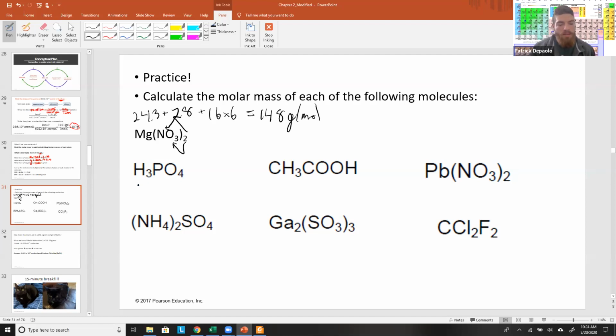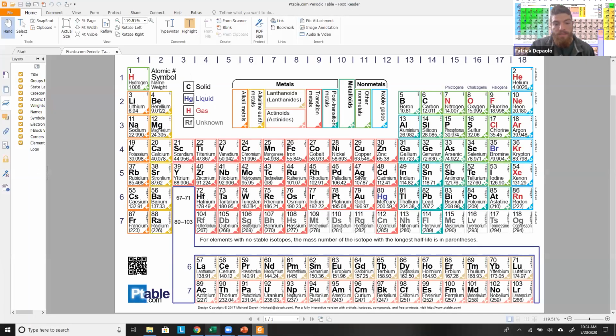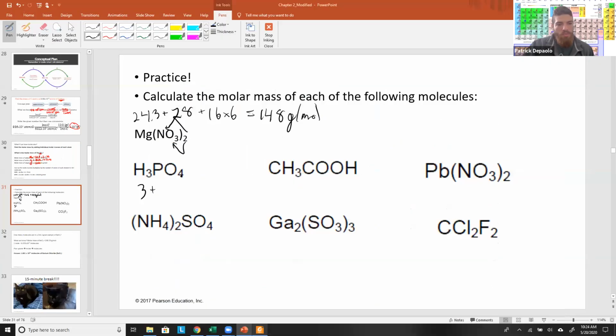Next, H3PO4. Hydrogen, there are 3 of them. Each one has a molar mass of 1, so 3. Phosphorus has a mass of, I believe, 30.98. Let me just double check. Phosphorus, oh, 30.97, excuse me. So I could put 31 plus 64 because we have 4 times 16. And what does that equal to? 97, 98. 98 grams per mole. Cool.